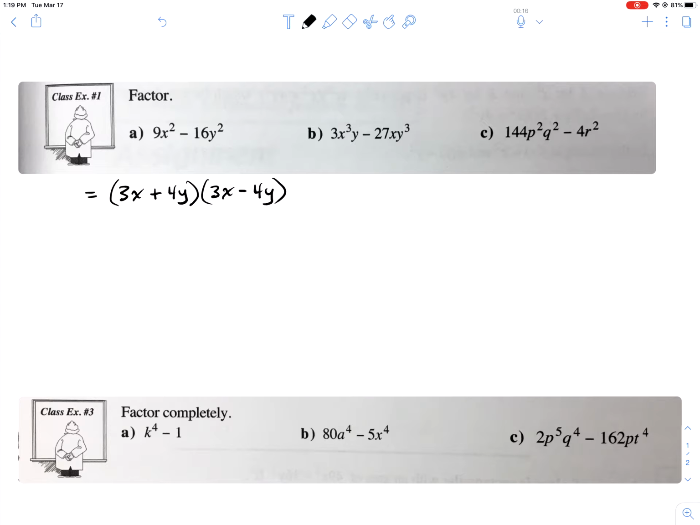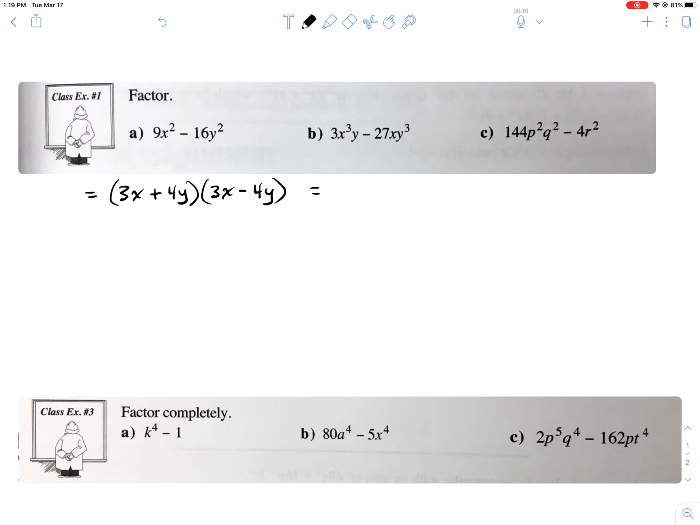Now what's the problem with b? b is a problem because 3x cubed y is not a square. We can't factor it the way we've factored things before, plus we have two variables and a whole bunch of different kinds of exponents. Oh no, what can we do?